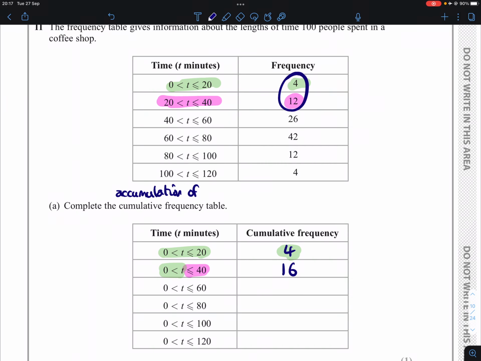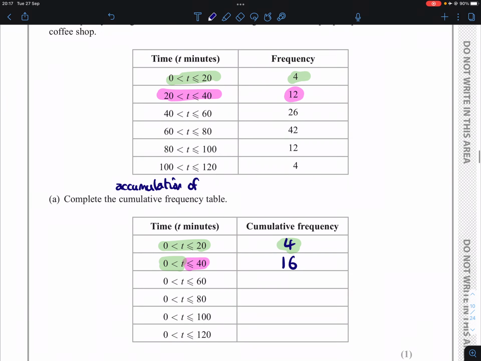So you're basically accumulating frequencies as you go down the table, because every time your group gets bigger and bigger, you're including the ones from before. So we end up with 16 plus 26 to give us 42. We end up with 42 plus 42 to give us 84. 84 plus 12 will give us 96. And 96 plus 4 will give us 100.